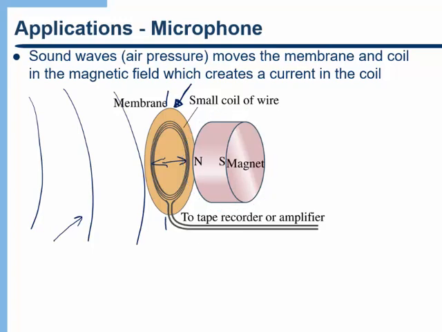Now again, on the other end of this, when we want to turn that electrical signal back into a sound wave, now we put it through a speaker, which does the opposite. We put the current into the coil, therefore it experiences a force because of the magnet, and it now moves in and out and creates the sound wave again.